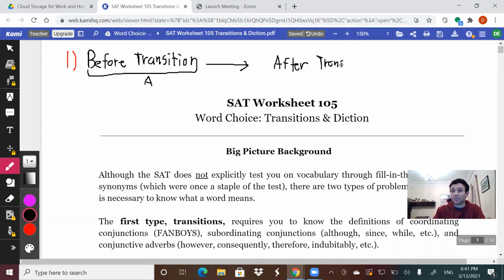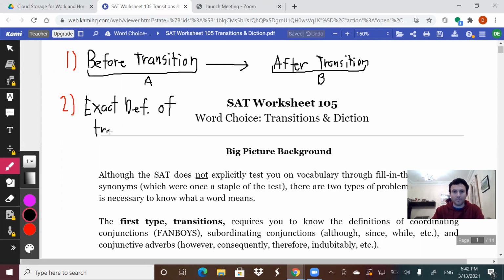Here's the thing, though. It's not just as simple as defining the relationship between these 2 things. You have to really know the transition words. And although you may recognize the transition word, you have to push yourself to say, do I actually know what this means? We'll talk about a strategy for that on this worksheet, but you're going to have to do some homework prior in order to be prepared for the test. You need to know exact definitions of transition words. And we'll talk about that.